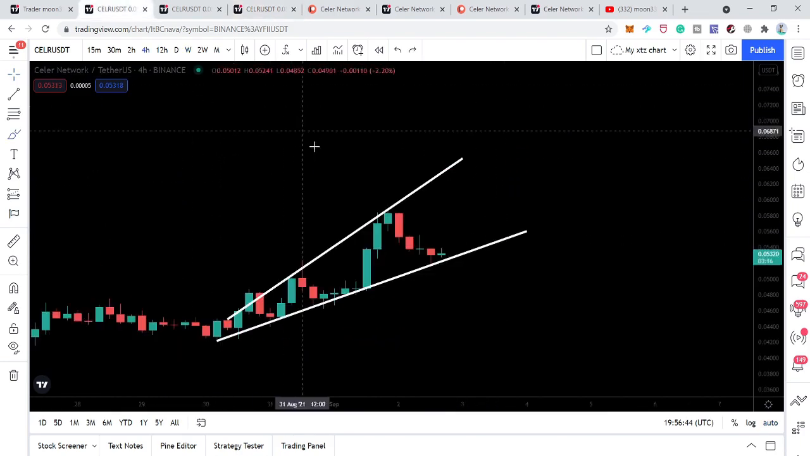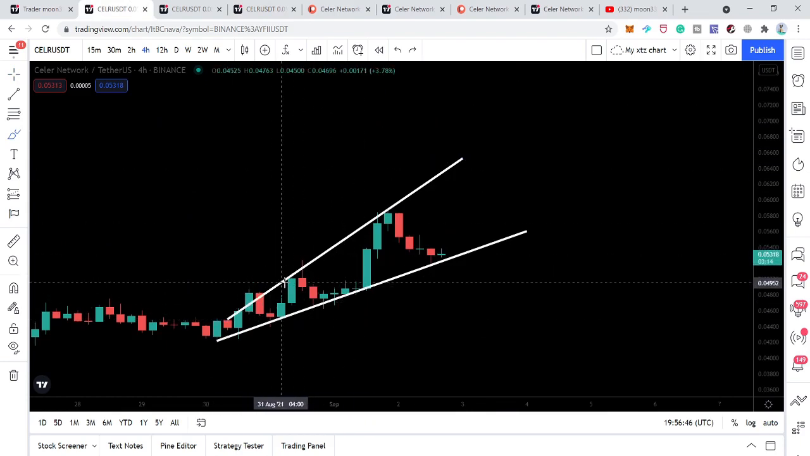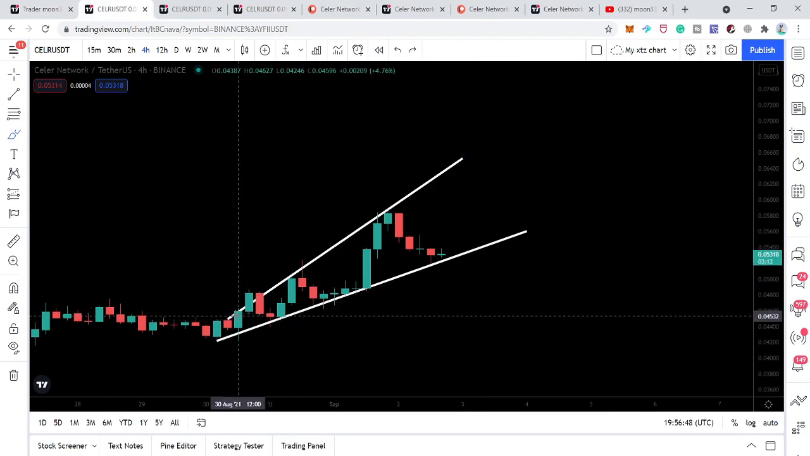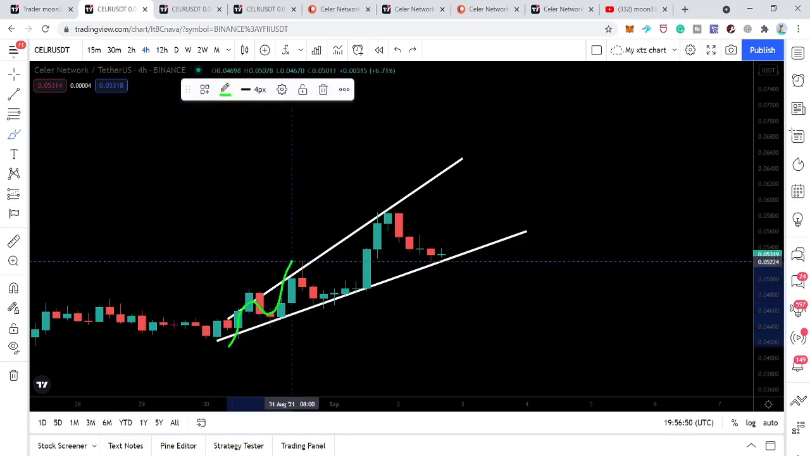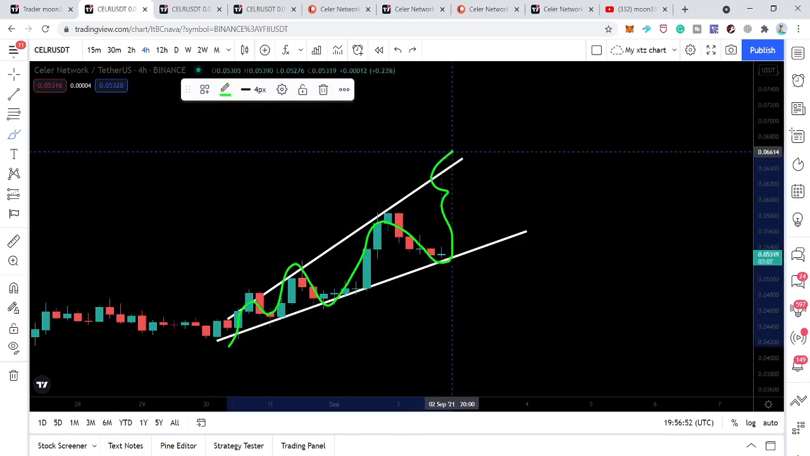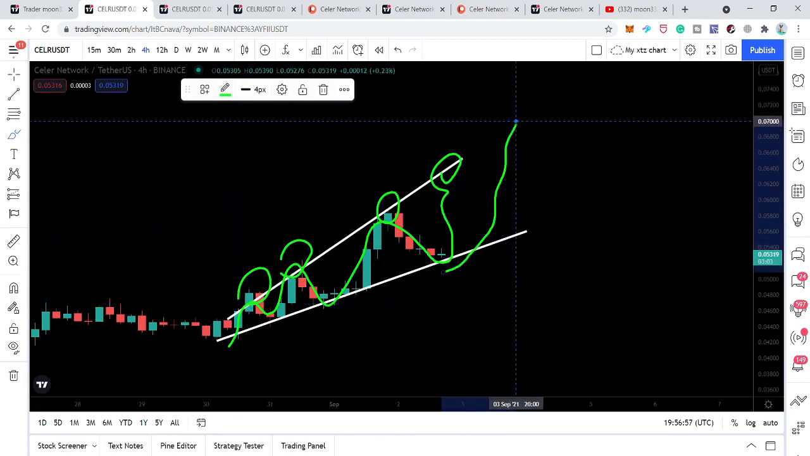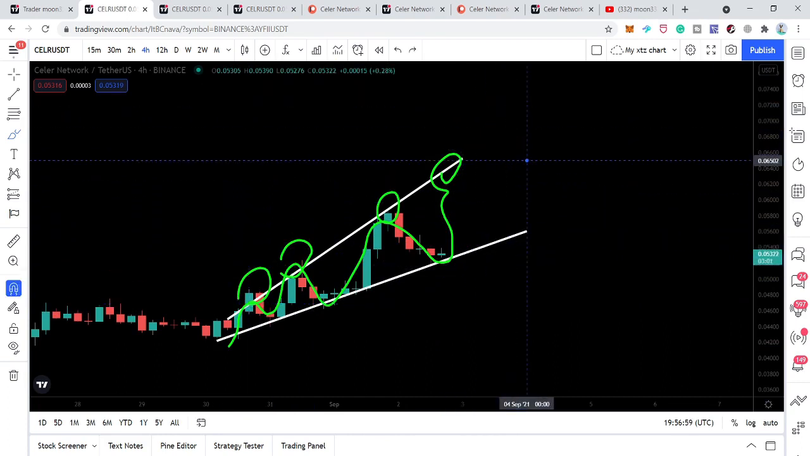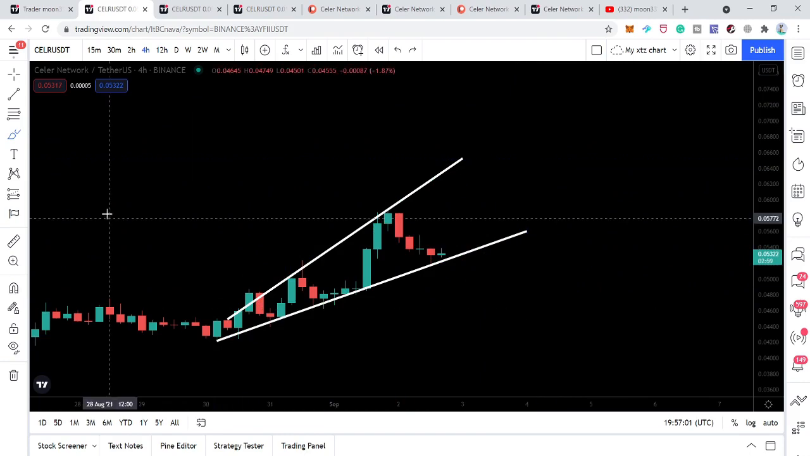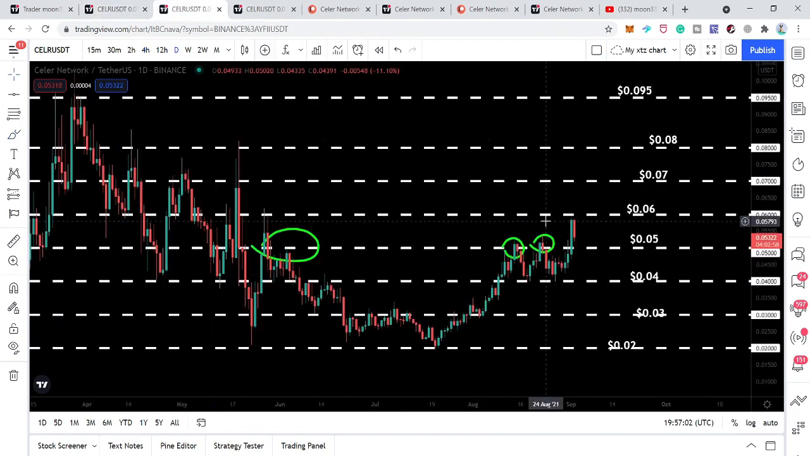And more important is that we have formed a broadening formation, and after every bounce you can see the price line is forming higher than previous highs. And if this time the price line is again going to form another higher high, then definitely it is also going to break out the next resistance of 6 cents as well.